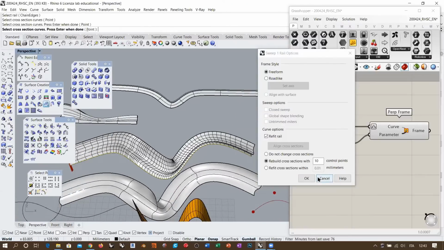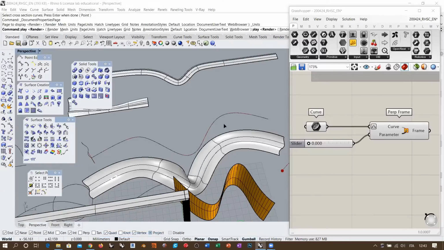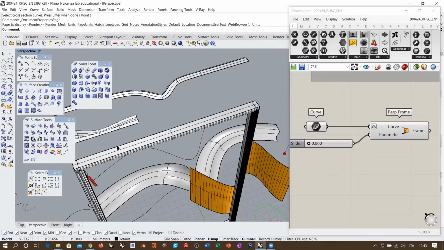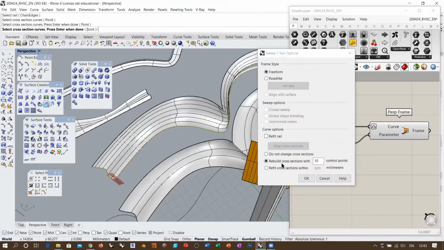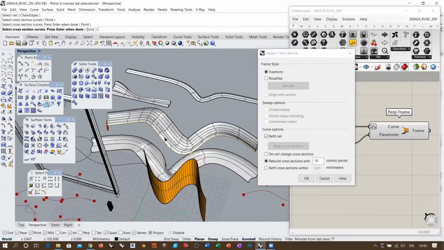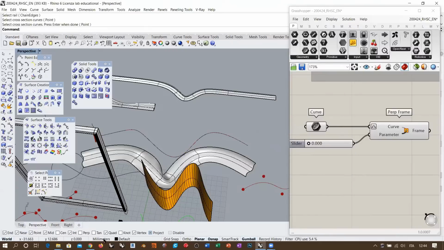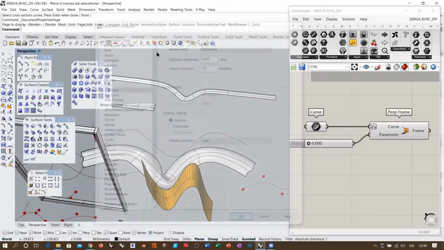So for example, if I cancel this command, go into millimeters and go into unit settings and eventually set this to 1, and perform a sweep one like this with a refitting rail, you see that the refit is way less dense than the previous one, because it is using the absolute tolerance from your document. Okay, so let's switch back to 0.001.